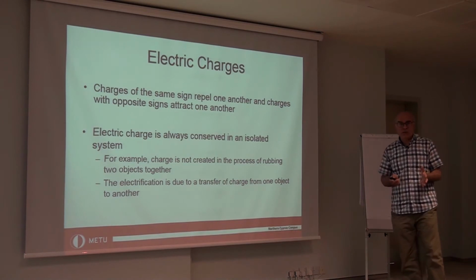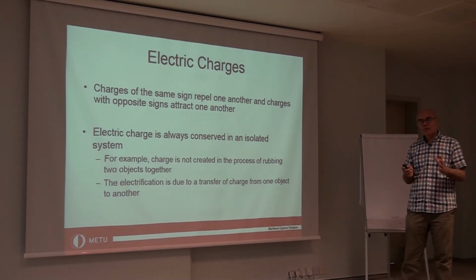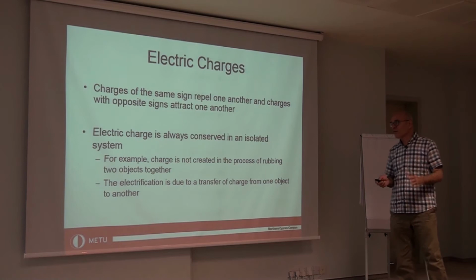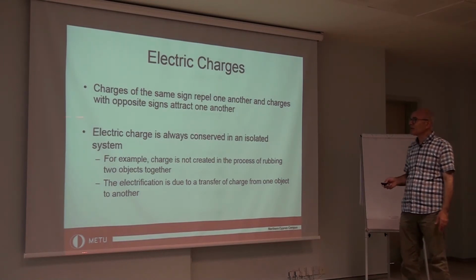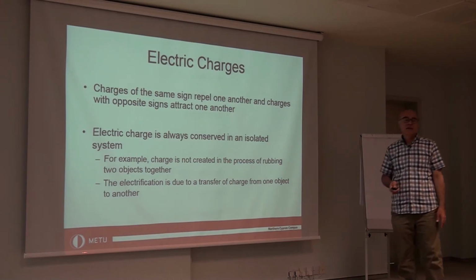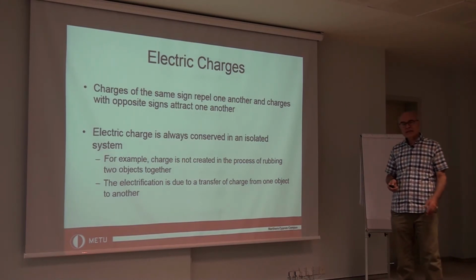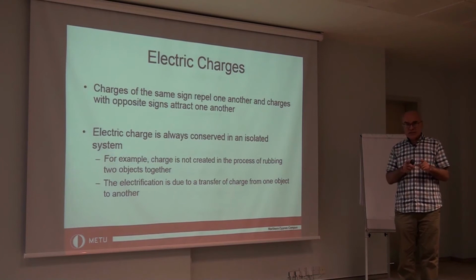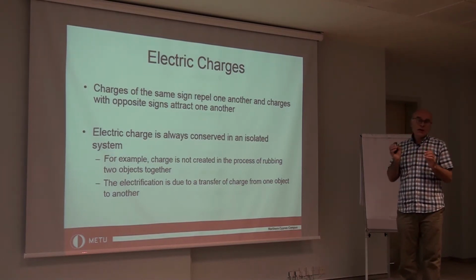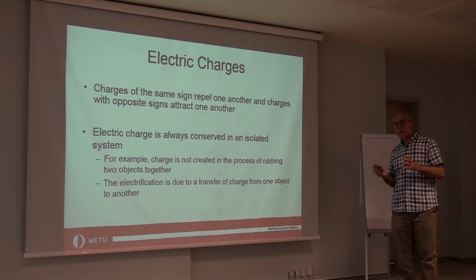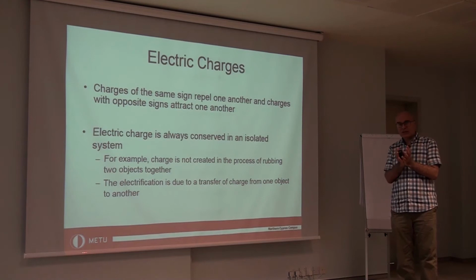But for our purpose in this course, we will be formulating this by saying the following, that if you have an isolated system, then the electric charge in that isolated system is conserved. What does this mean? First, an isolated system in this case means a system where no electrons or protons are entering or leaving that system. So this is the meaning of an isolated system.